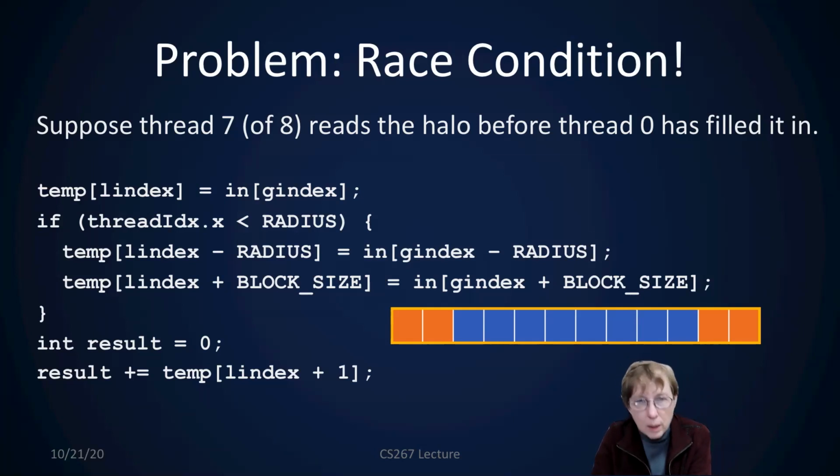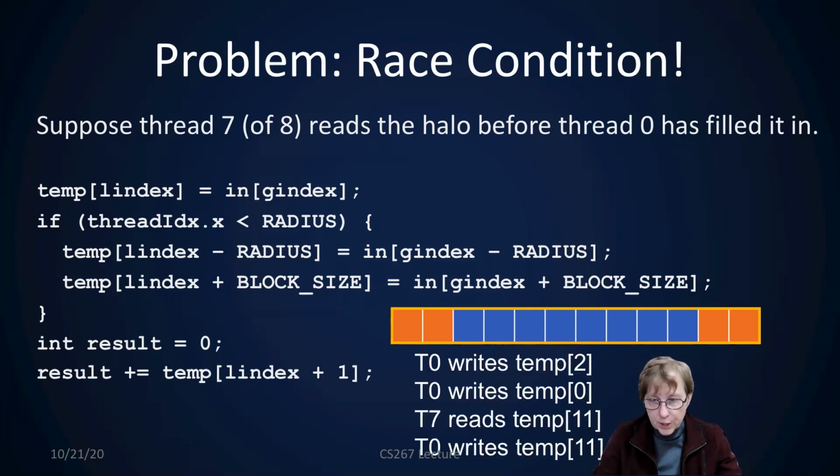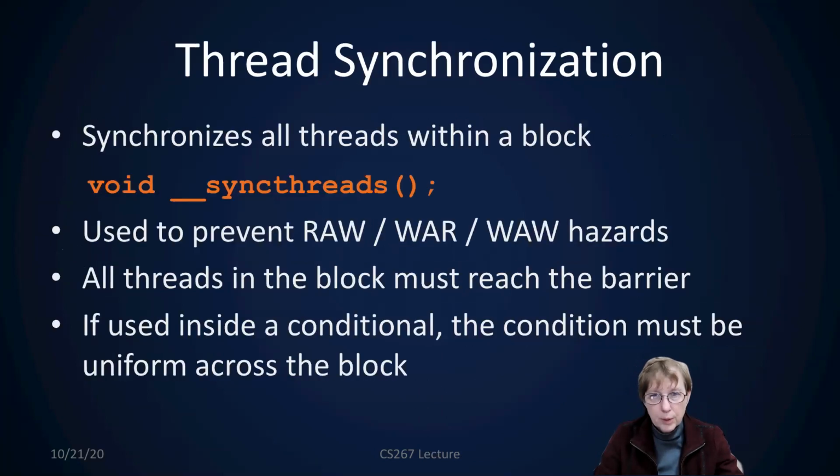And so, well, let's see, if it's thread 7, maybe it does. But in any case, it could run a little bit faster, get ahead, and it could access those values when they haven't yet been filled in the halo region. So the problem is that these temp values might not be updated before the temp value is used here in the last line of code on this slide.